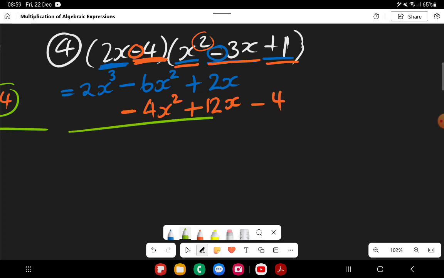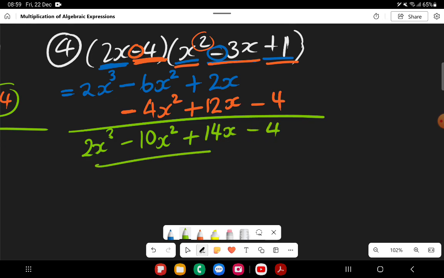Now we add like terms, and I say this is 2x cubed minus 4 minus 6 is minus 10x squared, plus 12 plus 2 is plus 14x minus 4. That's your answer.